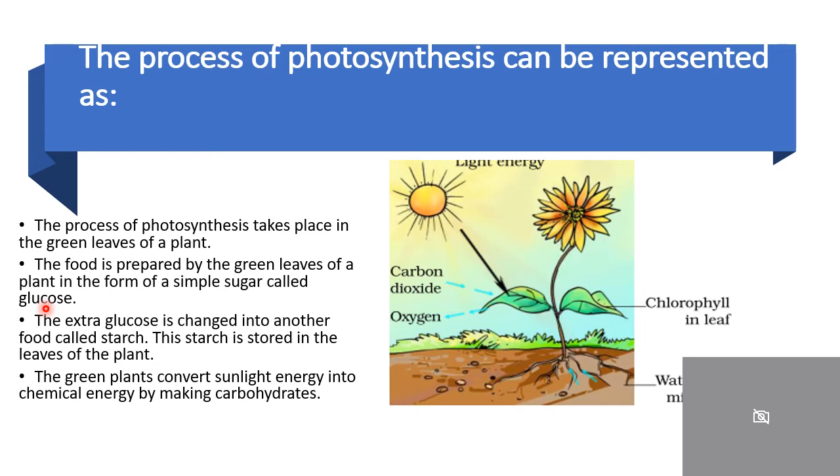And you know very well the plants do not make food in a limited amount but in a huge amount, and the extra glucose is stored in different parts of the plant in the form of what? Starch. Okay, it is the green plants that convert the light energy, that is the solar energy, into chemical energy, because there's a chemical reaction which takes place. And what does it make? It makes carbohydrates. And what is that carbohydrate called? Glucose. After that the extra glucose is stored in the form of starch.